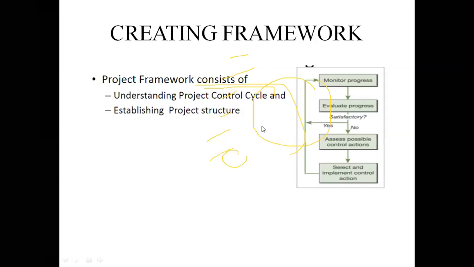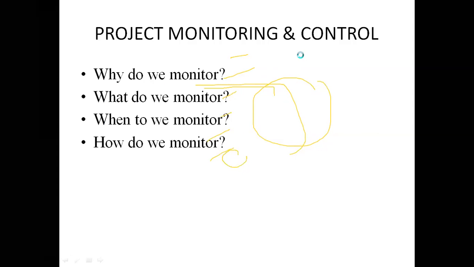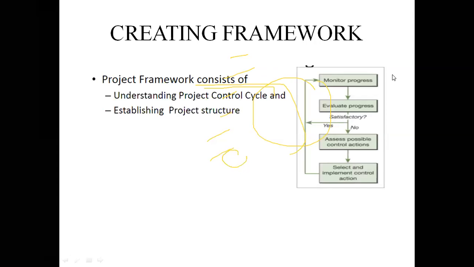So here, this monitoring control is: monitor the process, then evaluate the process. If it is satisfactory, move to the monitoring process. If no, assess possible control actions, select and implement the control actions, then move to the monitoring process. This we call monitoring. First we have to monitor the process, then we have to evaluate the progress.